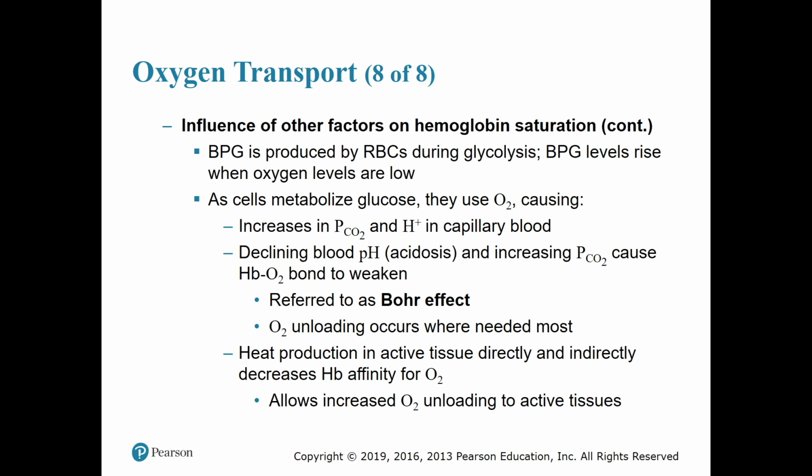So oxygen unloading occurs where needed most, basically. Heat production in active tissue directly and indirectly decreases hemoglobin affinity for oxygen, which allows an increased oxygen unloading to tissues that are active.